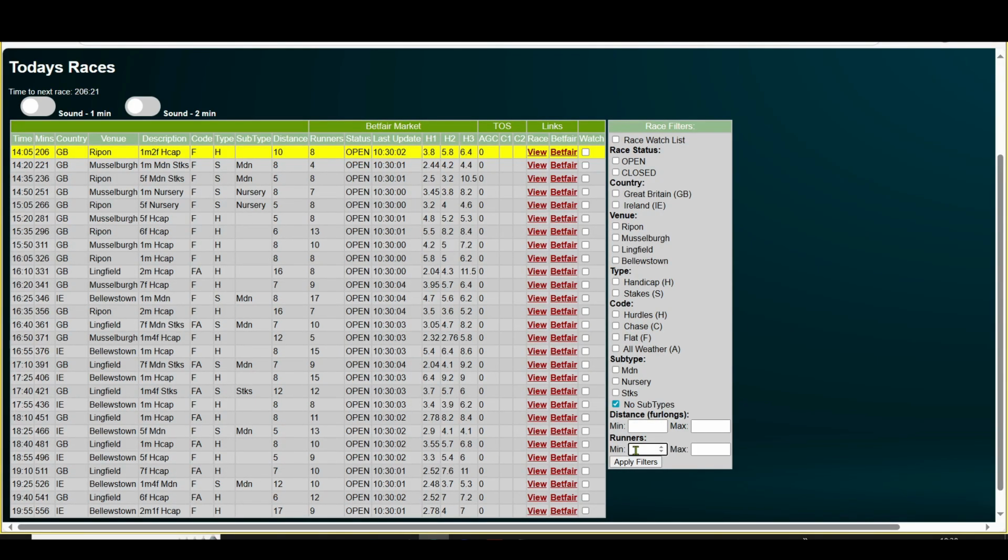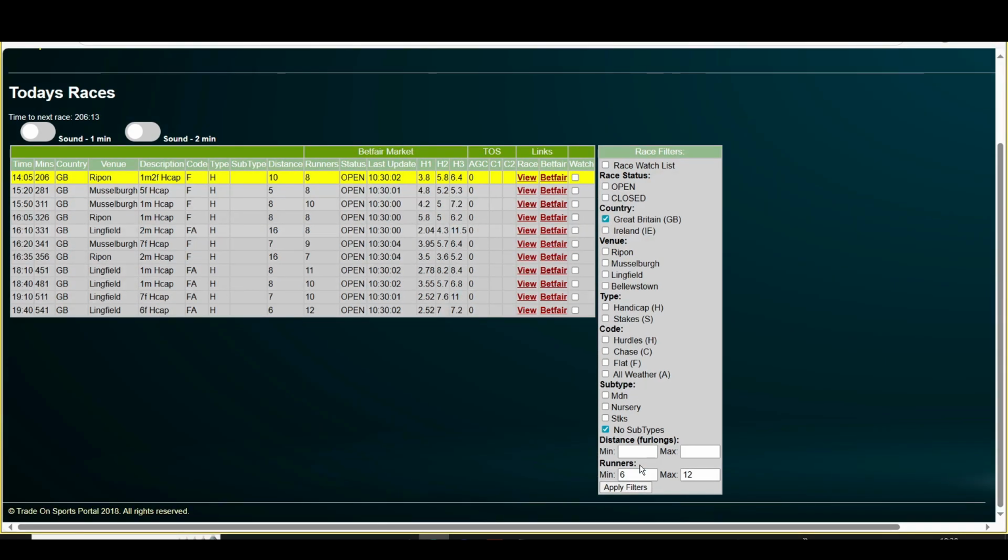And I do have a restriction on runners, a minimum of 6, a maximum of 12, and we're not doing Ireland. So we're just going to apply those filters, and that's given me a list of the zone betting that I'm going to do today. Now, for me, when I do zone betting, anything over a mile, I'm not going to bet zone 1. I only bet zone 1 in the sprints up to 1 mile. Anything over that, I'll be looking at zone 2 and zone 3 for betting only.